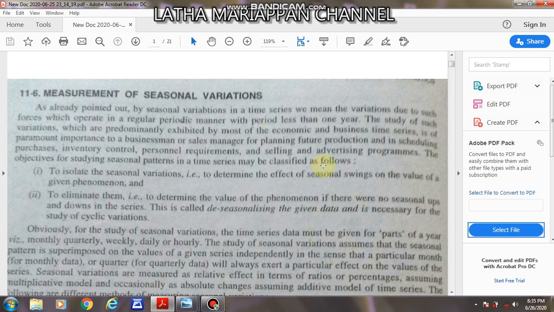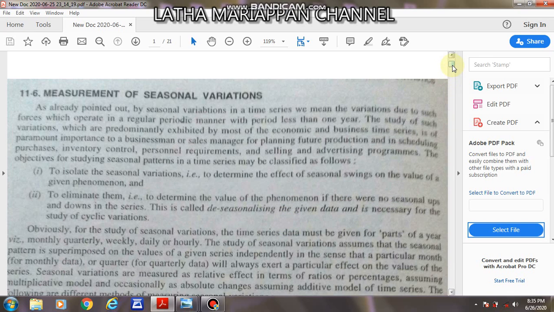So as a sales manager you need to plan accordingly. You should know what the seasonal pattern is. These are the objectives of seasonal variations. There are two objectives. One is to determine the effect of seasonal swing on the value of a given phenomenon, and to determine the value of the phenomenon if there were no seasonal ups and downs in the series, which is called de-seasonalizing.